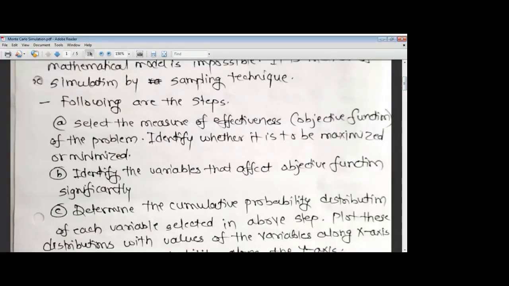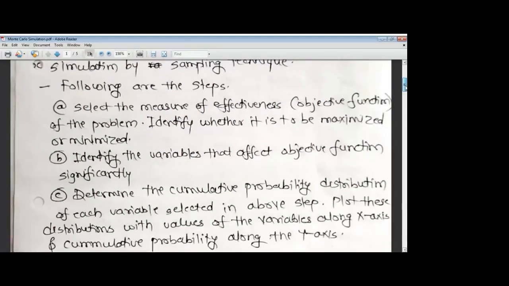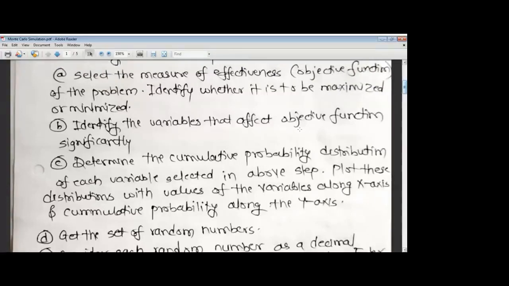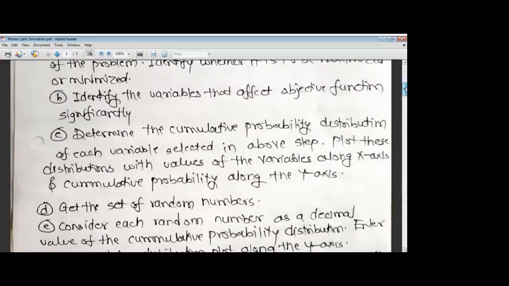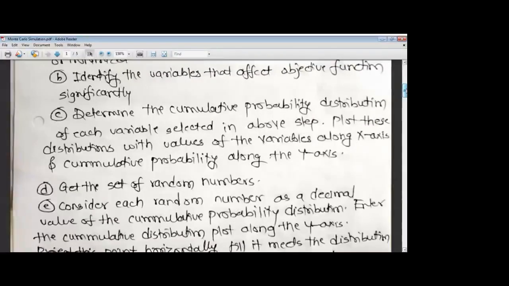So what we'll have to do is select the measure of effectiveness, that is, the objective function we will have to take into consideration. After that, we'll have to identify the variables that are affecting the objective function significantly. There can be many variables, but only those variables which are affecting it significantly are to be considered. Then we are going to determine the cumulative probability distribution of each variable that we have selected in the above step, that is, in step B.